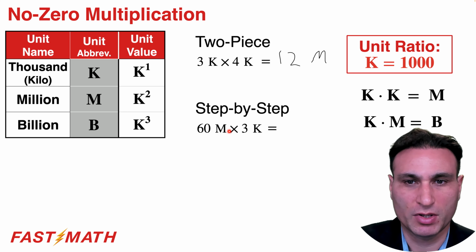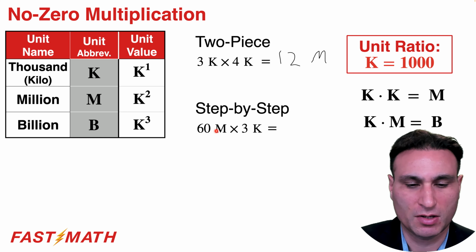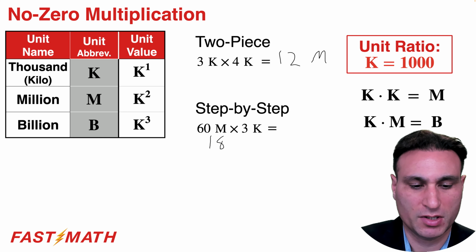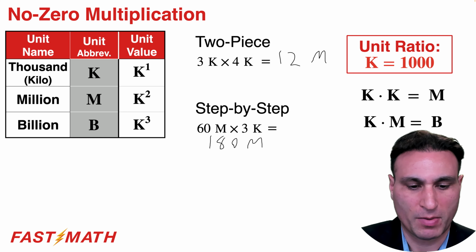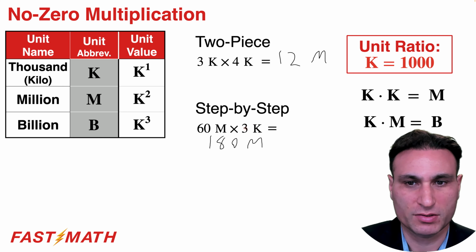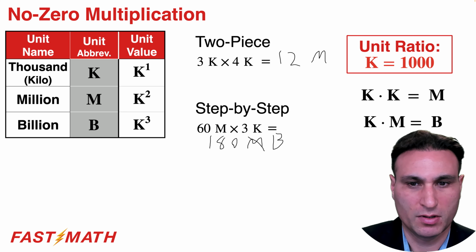Take the example 60 million times 3,000. For a mental calculation, I would take the whole first term of 60 million and multiply this by 3. And I just multiply the numerical portion of 60 by 3, which is 180, and keep the original unit of million. So this intermediate result is 180 million. This is the first step. Then I would multiply 180 million by 1,000, which was the unit of 3,000, which promotes the unit from million to billion. So the result is 180 billion.